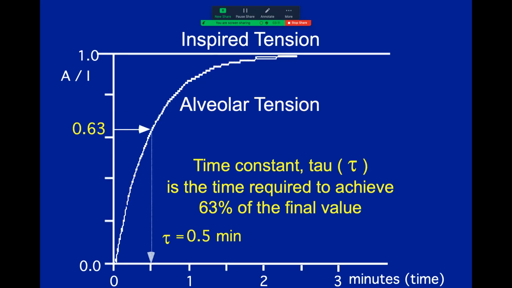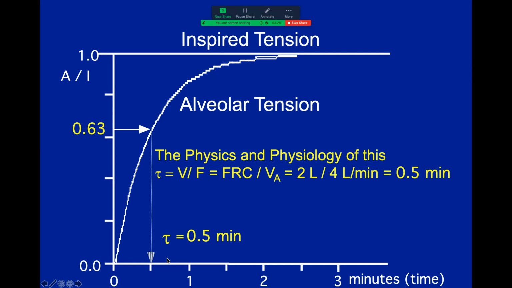This exponential curve has only one characteristic, and that is its time constant, the amount of time it takes to get 63% of the way to its final value. In this case, it's 1/2 minute. That 1/2 minute comes from the physics and physiology of this.